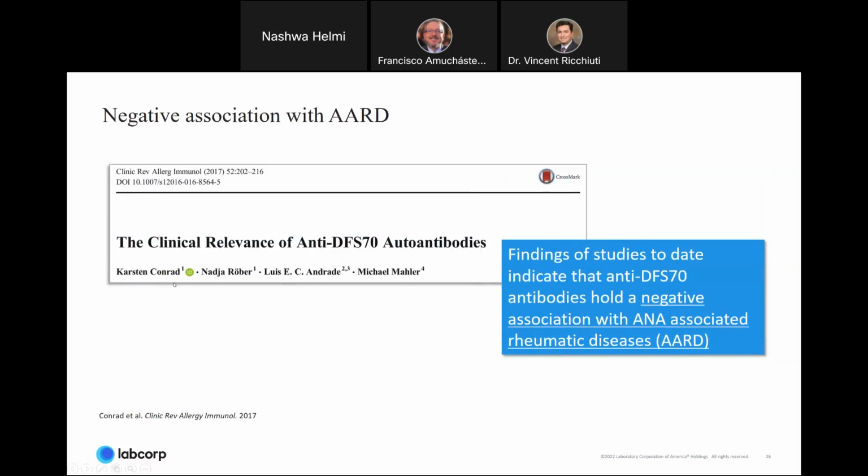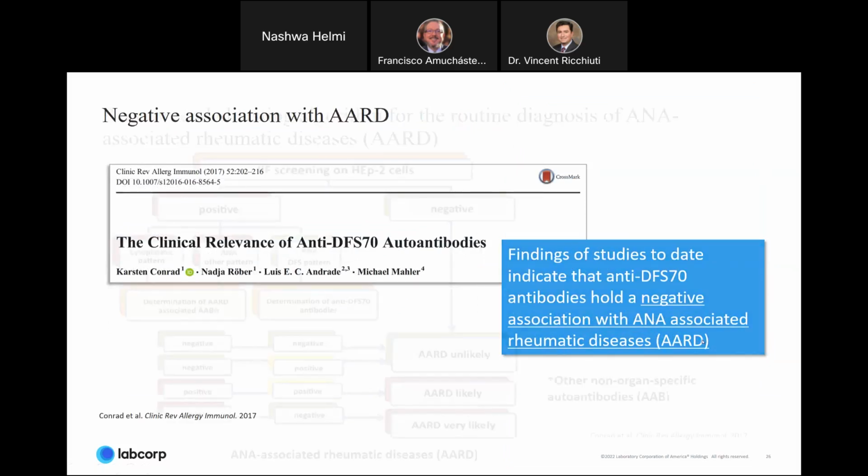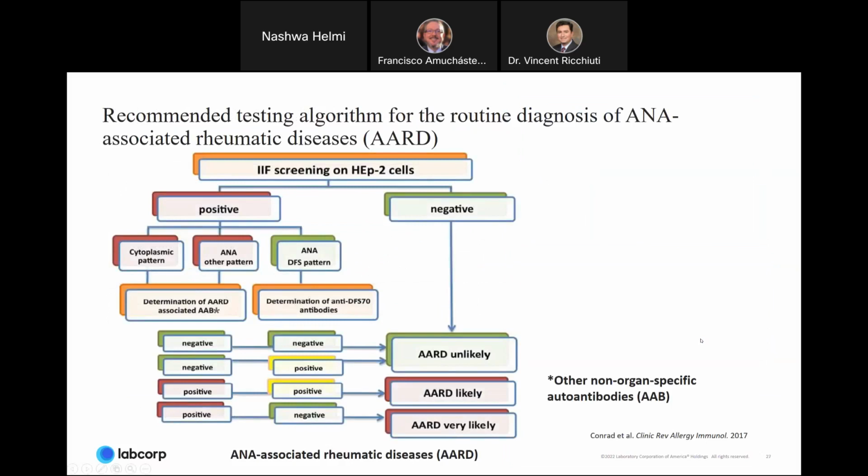Another study from Dr. Conrad showed that the findings to date indicate that anti-DFS70 antibodies also hold a negative association with ANA-associated rheumatic disease. And they proposed a testing algorithm for the routine diagnosis of ANA-associated rheumatic disease. As you can see, the patient is screened with IFA screening on HEp-2 cells. And if the patient is negative on the screening, they conclude that an association with ANA-associated rheumatic disease is unlikely.